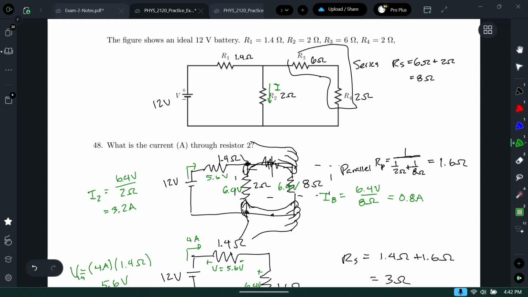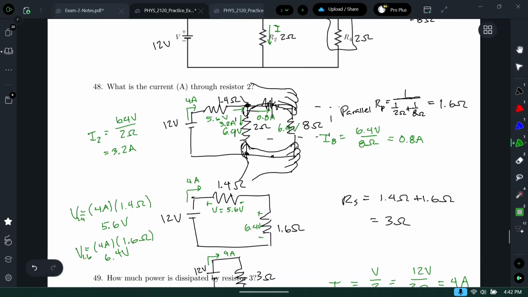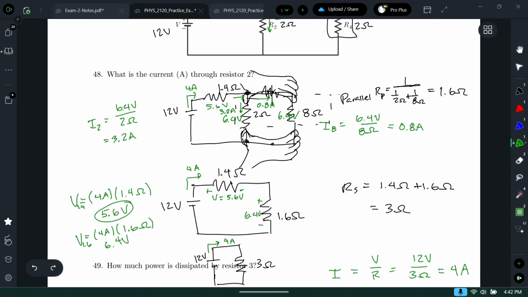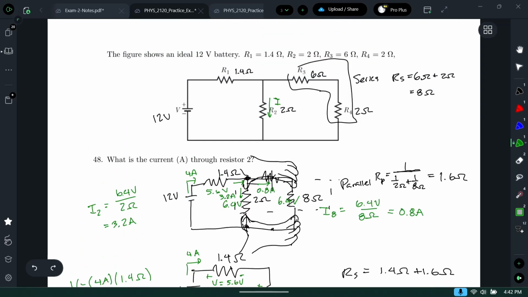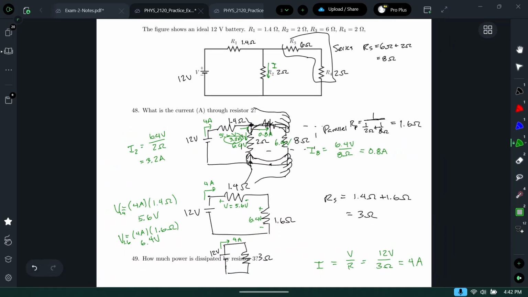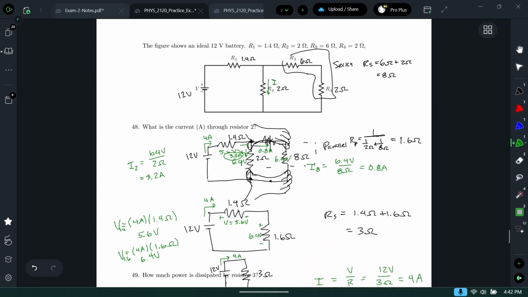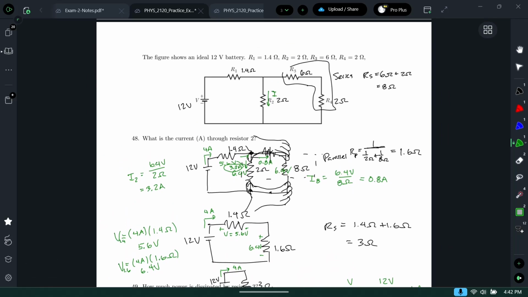And as a check, 4 amps go in to this junction. I calculated that 3.2 amps come out through this branch, 0.8 amps come out through this branch. That better add up to 4, and it does. Similar down here, 5.6 plus 6.4 better add up to 12, because it's like stair steps down through each resistor. So I've finished question 48, because it was about that current. It's 3.2 amps. But then how much power is dissipated by resistor 3? I don't think I'm quite there yet, but I'm almost there.